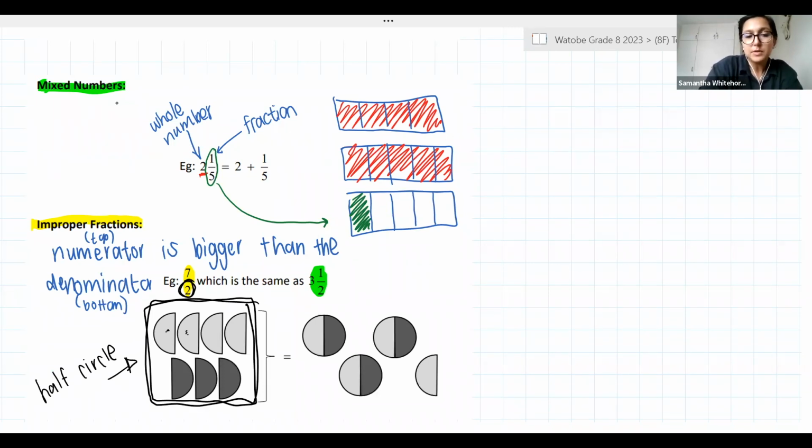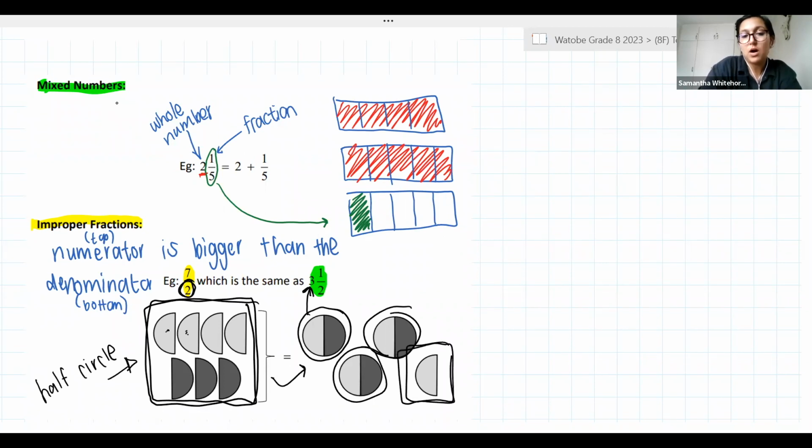And now when I start to put them together, as you can see in my diagram, I'm forming full circles, and I form 3 full or complete circles. And that represents my whole number 3. And then I've just got one little half moon or half circle left over, which is why I've got a half as my fraction part of my mixed number.